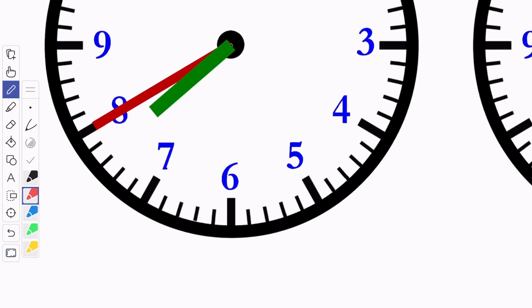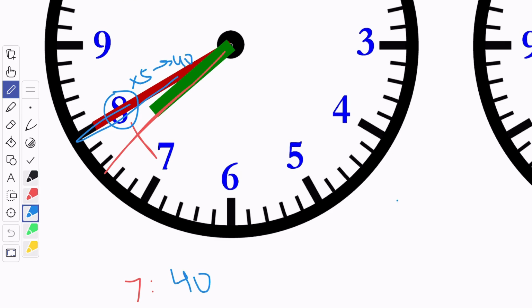For this one, our hour hand is in the 7 area, and our minute hand is at 8. 8 times 5 equals 40. So it's 7:40.